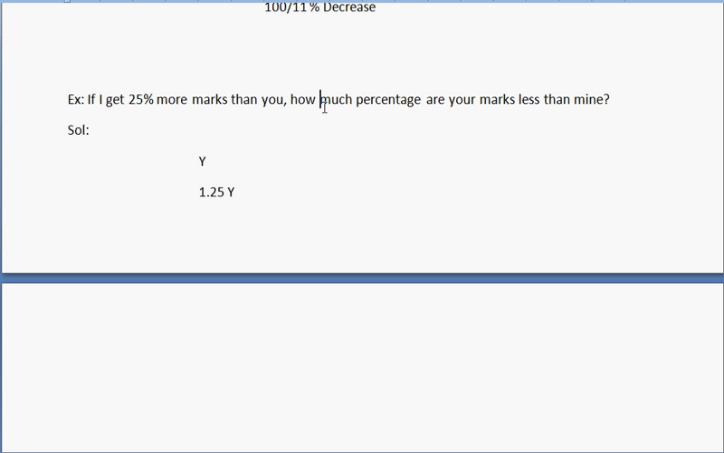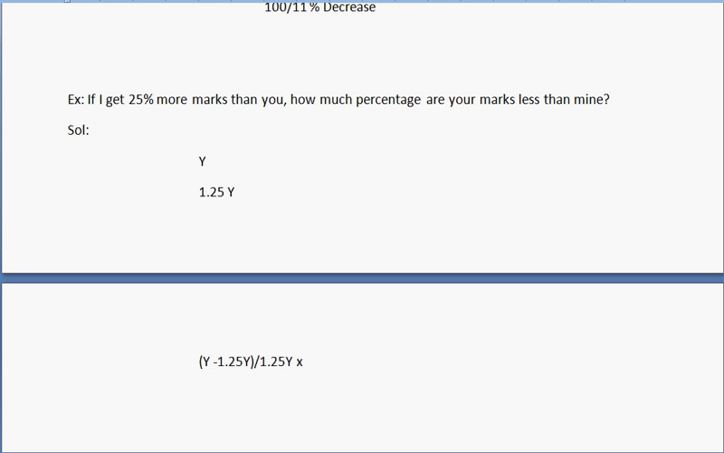Now he says how much percentage are your marks less than mine, right? So this is important. Now he is trying to write your marks in terms of my marks, right? So your marks are Y, my marks are 1.25Y. How much is it less than my marks, right? So it would be your marks minus my marks, right? The comparison is done basis my marks. So the denominator should be my marks, right, not your marks.